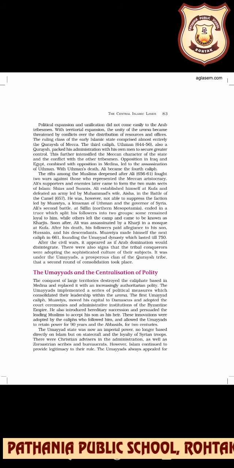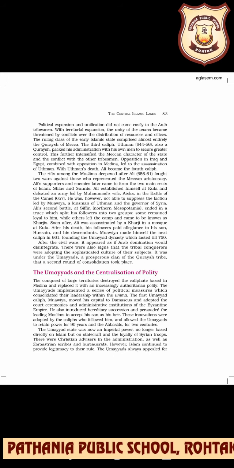This further intensified the Meccan character of the state and the conflict with the other tribesmen. Beta, because these caliphs were known as the deputy of the Prophet Muhammad, they were just connecting with their own tribes. It means they were not giving any importance to other tribesmen. So opposition in Iraq and Egypt, combined with opposition in Medina, led to the assassination of Uthman. With Uthman's death, Ali became the fourth caliph.